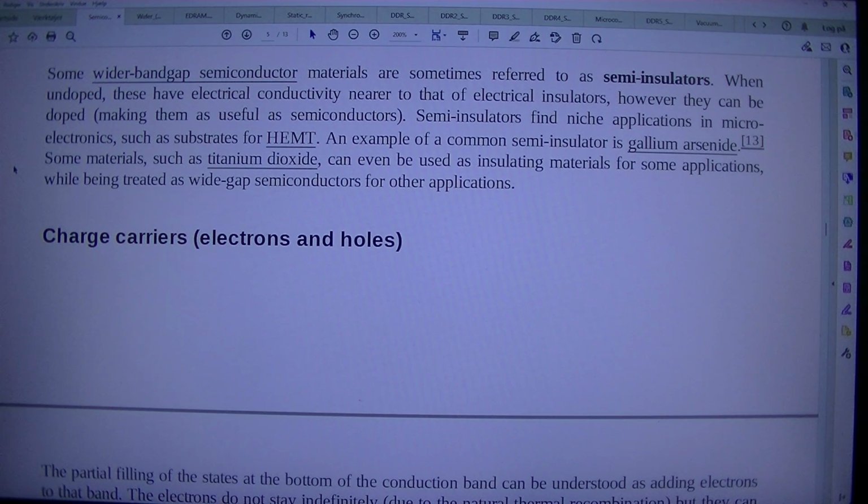Some materials, such as titanium dioxide, can even be used as insulating materials for some applications while being treated as wide-gap semiconductors for other applications. Charge carriers, electrons and holes.